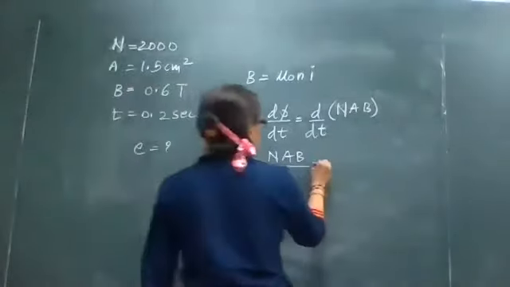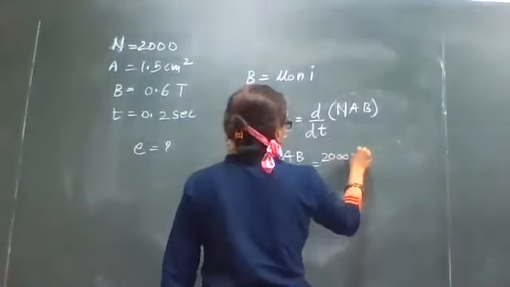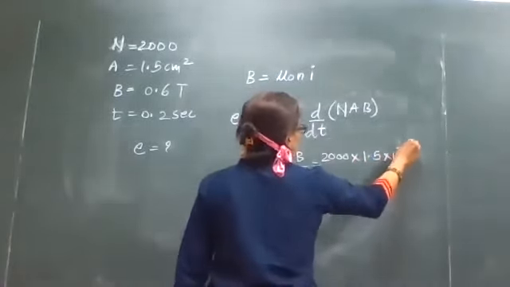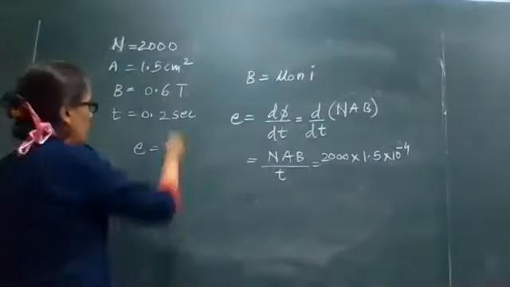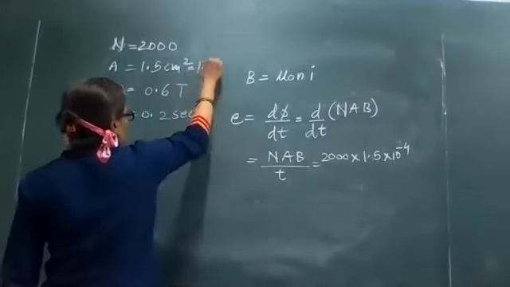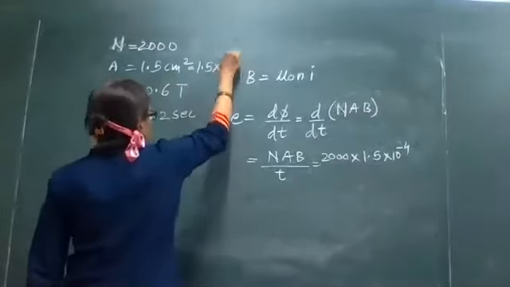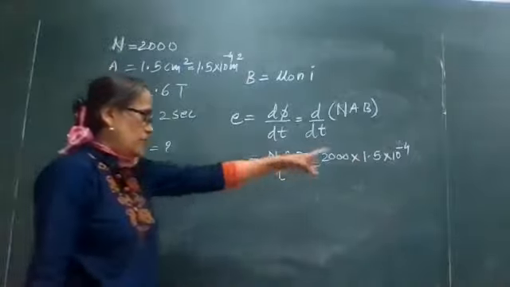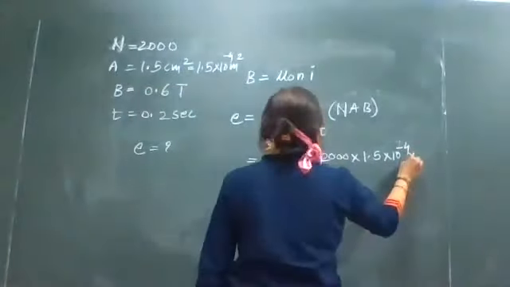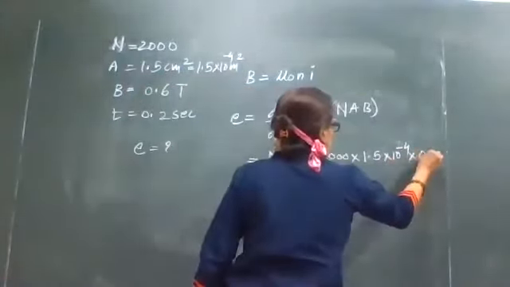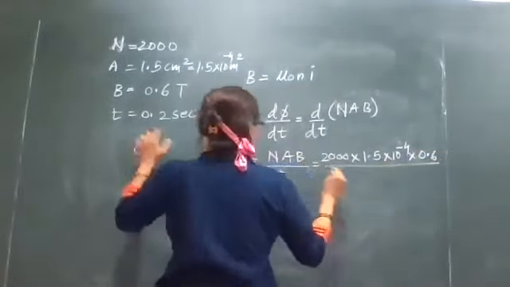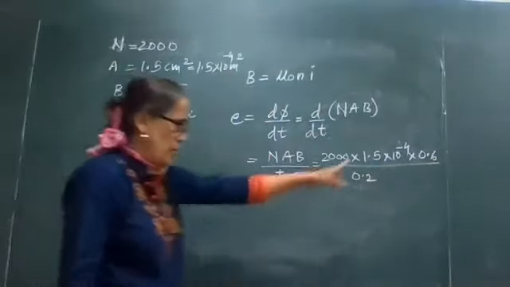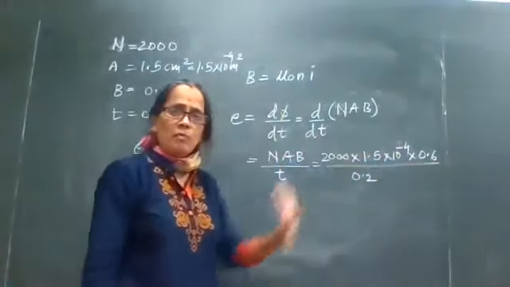The number of turns is how much? 2000, multiplied by area 1.5 centimeters squared. Centimeters squared you have to convert into meters squared. So 1.5 centimeters squared means 1.5 into 10 raised to minus 4 meters squared. Right? Multiplied by the value of B, which is 0.6, divided by the time interval, which is 0.2. Clear? 0.6 divided by 0.2.